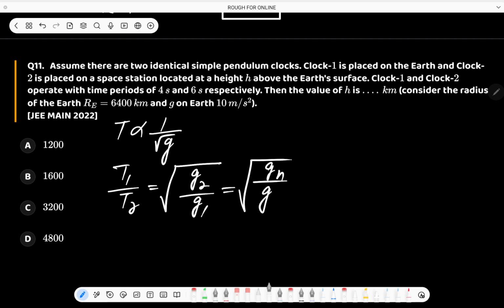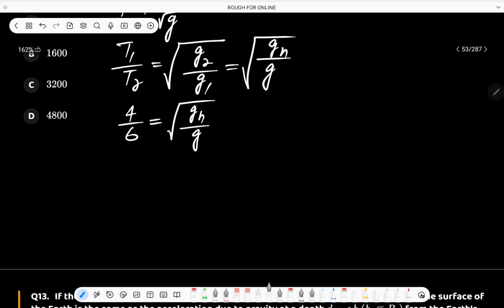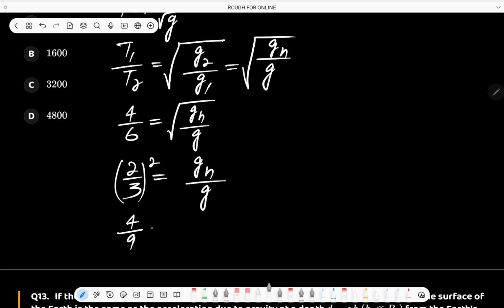Then the time periods are given. T1 is given, that's equal to 4, and T2 is equal to 6. So I can write it like this: 4 divided by 6 is equal to the square root of gh divided by g. Let's square both sides. I can write 4 by 6 as 2 by 3, whole square equals gh divided by g. 2 twos are 4, 2 threes are 9, so it will be 4 divided by 9 is equal to gh divided by g.